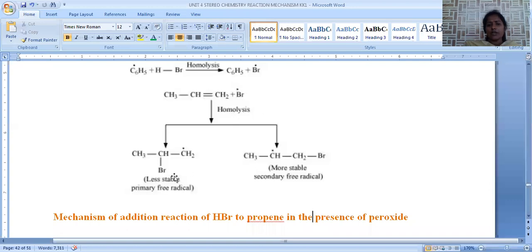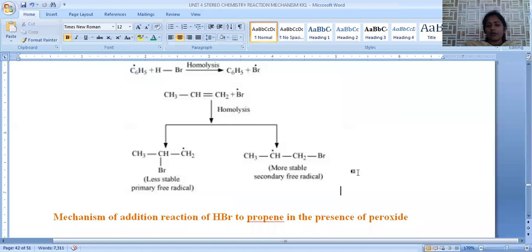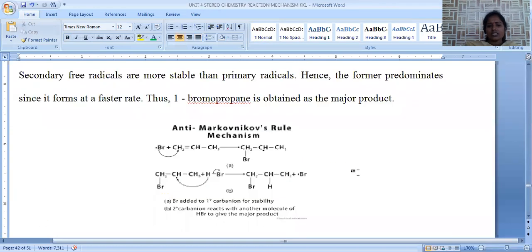If this bromine is attached to the second position, we will get a carbon free radical here. When bromine is attached to the first carbon atom, we will get the second carbon free radical. This is called a primary free radical. This is called a secondary free radical. As we already know, the stability of a secondary free radical is more compared to a primary free radical. That's the reason why bromine preferably attaches to the carbon having more hydrogens in the presence of peroxide. That's the reason why 1-bromopropane is the major product. Okay, so this is the major product.